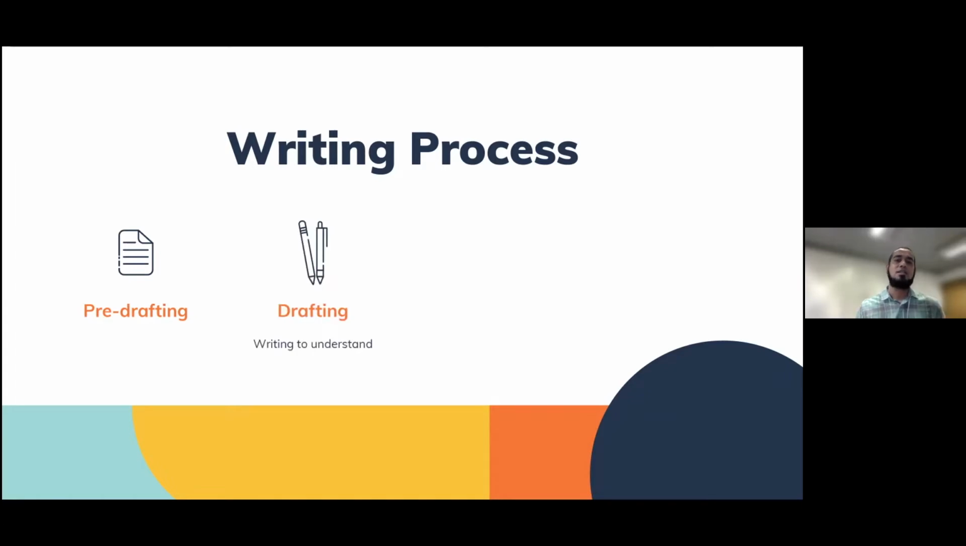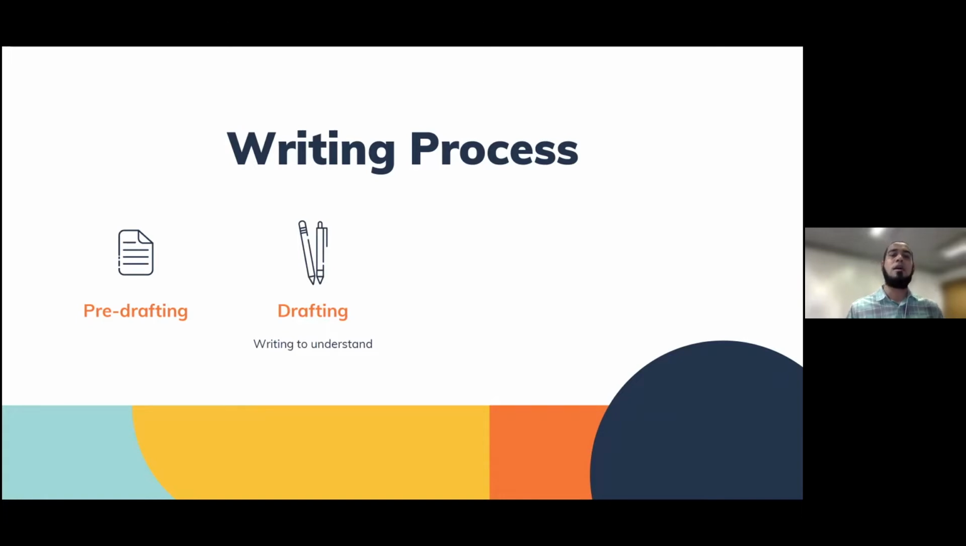The next stage is called drafting. That is the act of writing papers, right? So this is what you have in mind, everything there, and you're now trying to put it on a piece of paper or on the screen in front of you.